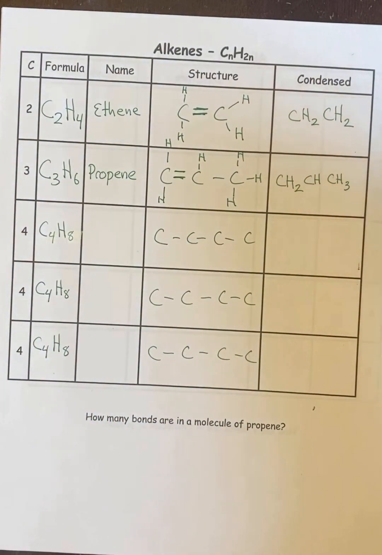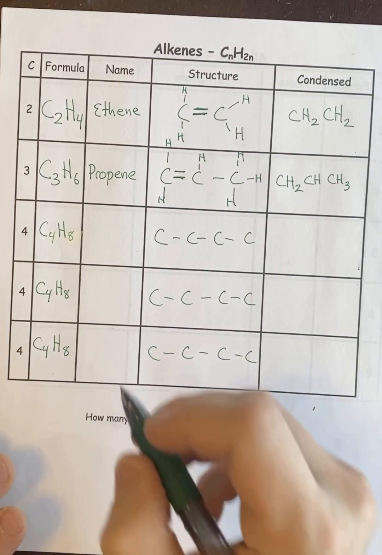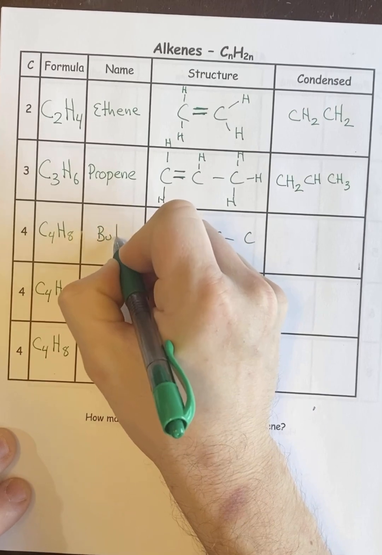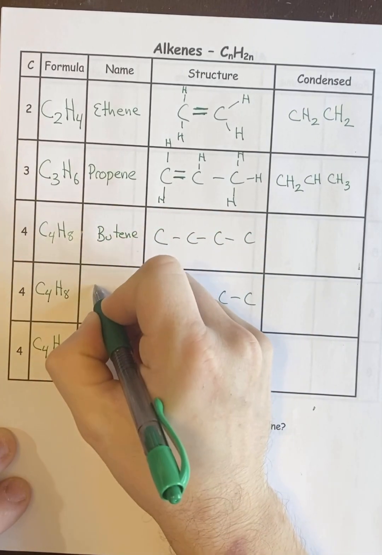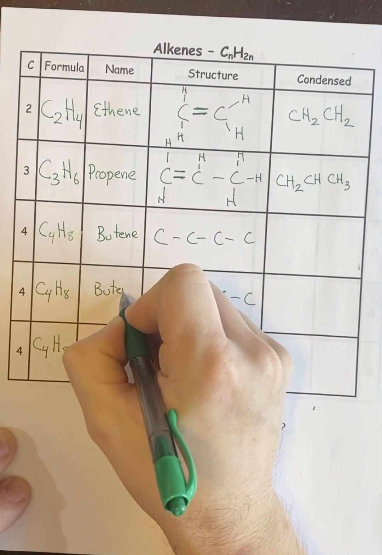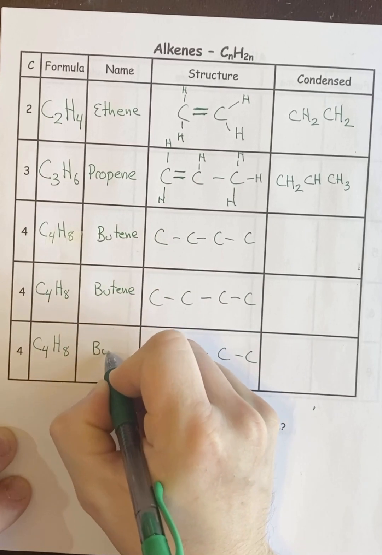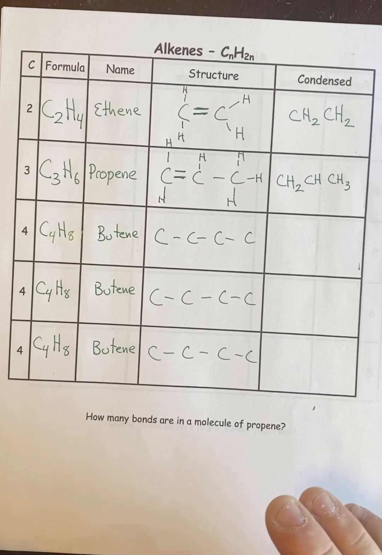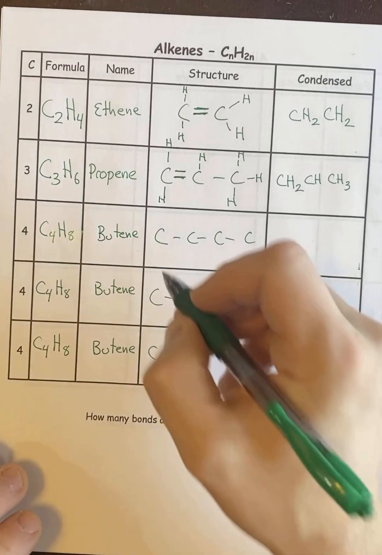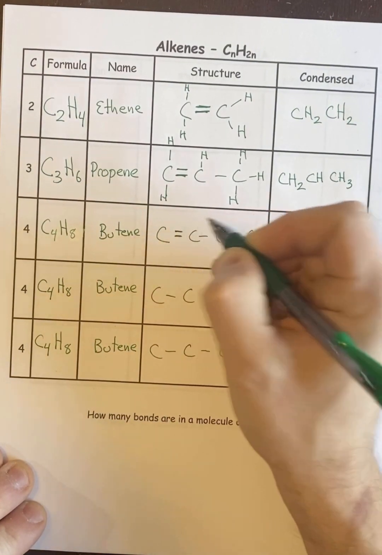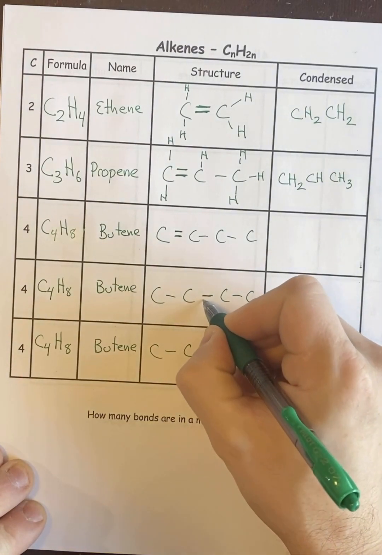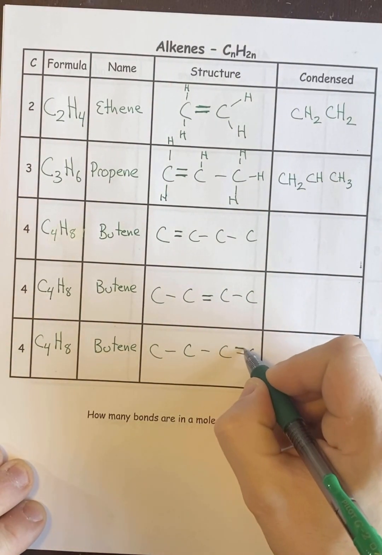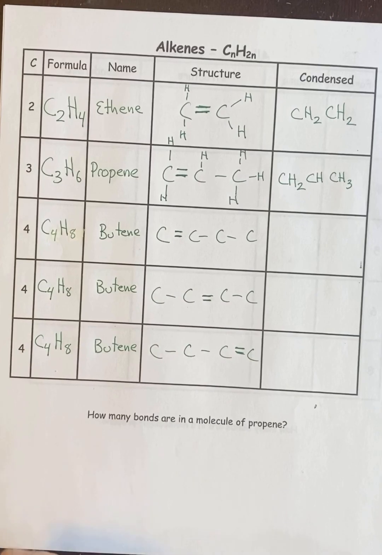Now let's go to our favorite one, these guys. So there's 3 versions of butene. So these would all be called butene, and when you're doing these, the easiest way to do it is I like to start on the left, and I'm just going to put my double bond in there, and then move it 1 carbon over there, and then I move it 1 carbon over there. So now I've hit every version.